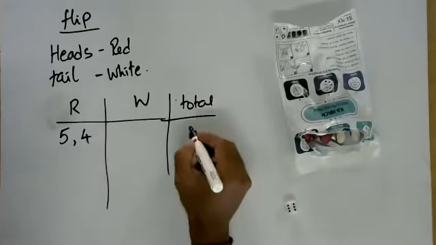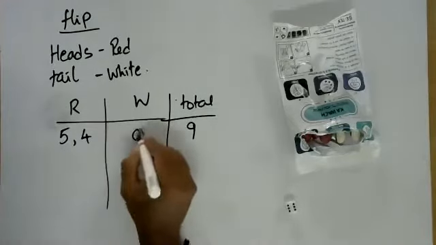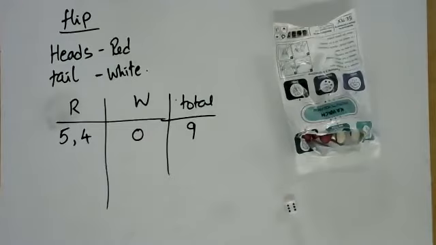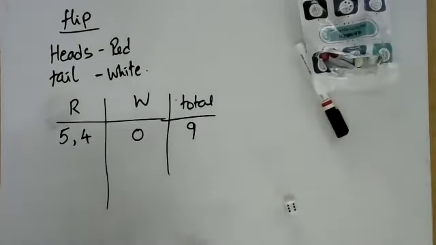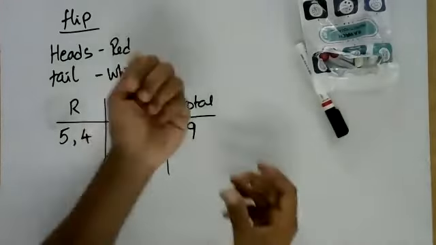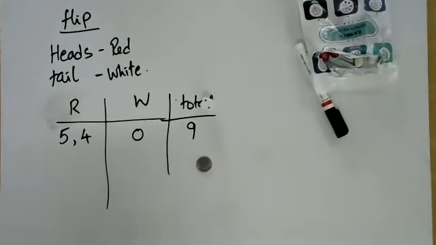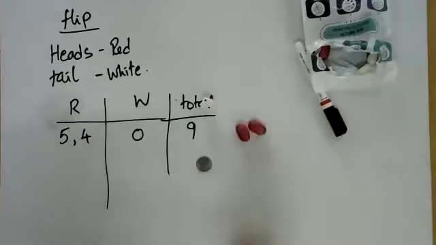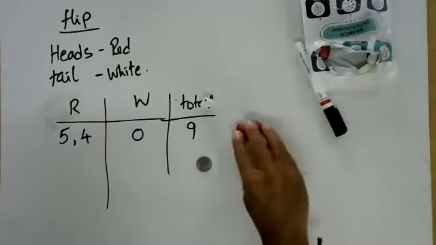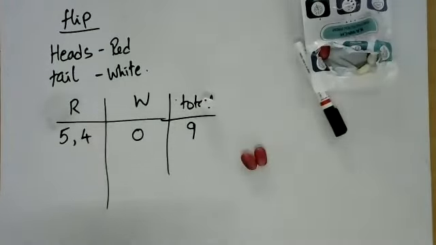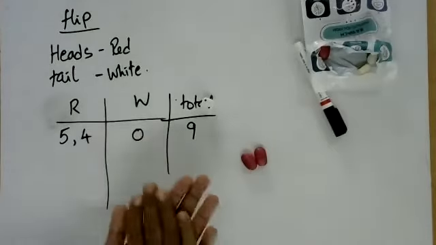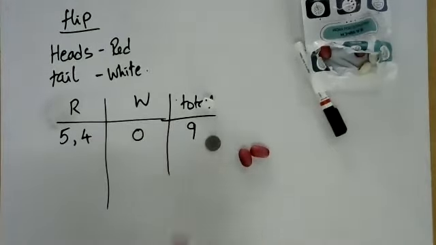Okay, and 5 plus 4 is 9. So there were 0 whites because whites never came into the picture. Now I do it again. That's a heads again. 2 heads. Okay, 2 red. Then I flip it again. I hope I get a tails this time. Yes, I did get a tail.